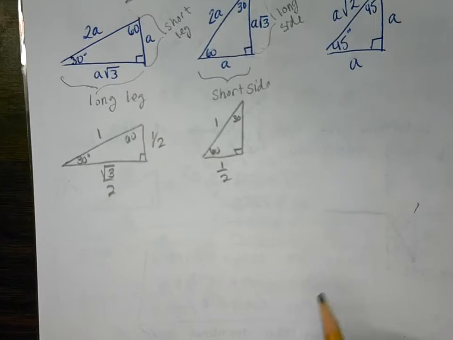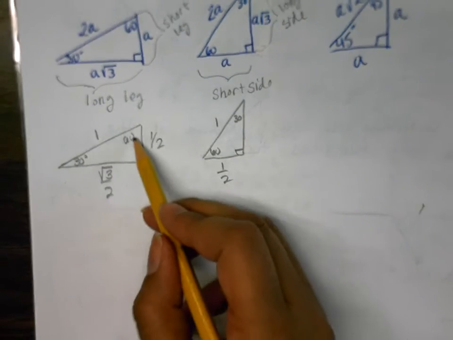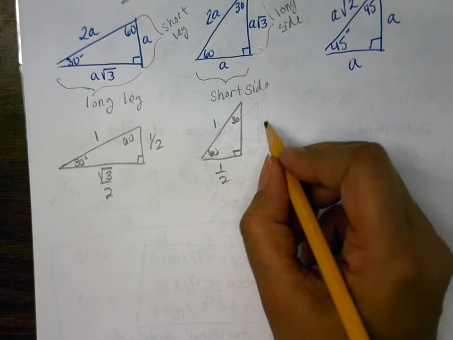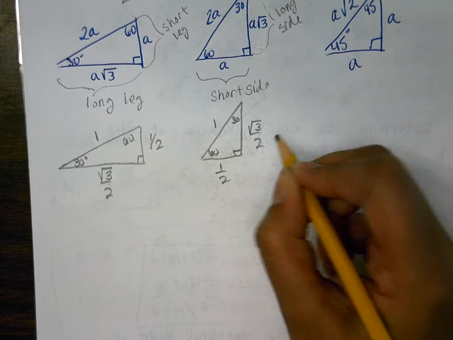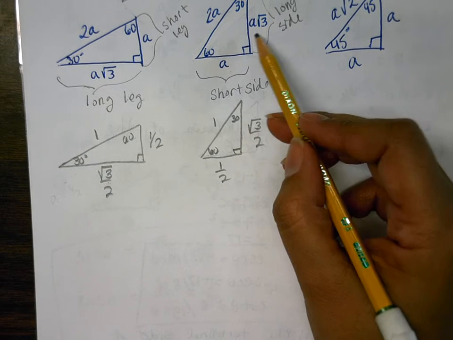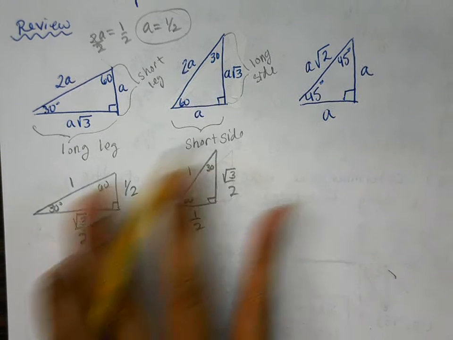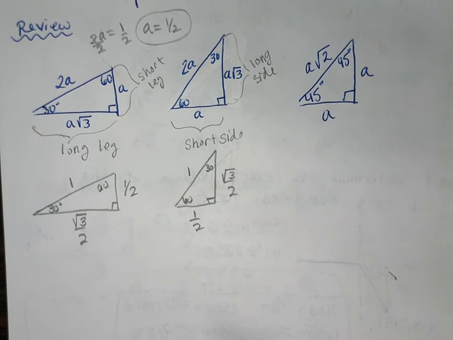Does that make sense? All right, so across the 60 here is root 3 over 2. So what will be across the 60 here? Root 3 over 2. And again, it should make sense. A is 1/2. 1/2 times root 3 is root 3 over 2. Any questions on any of this before I move on to the 45? Yes?